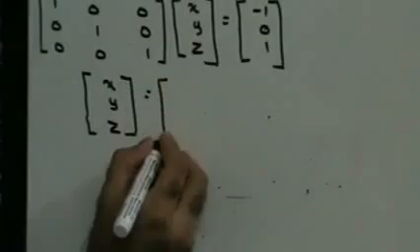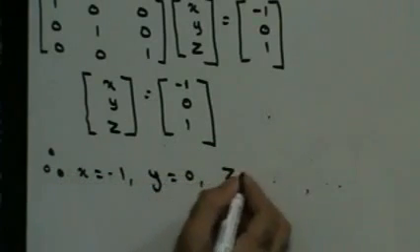That means I can therefore say that X, Y, Z is equal to minus 1, 0, 1. Therefore you could say that X is equal to minus 1, Y is equal to 0, and Z is equal to 1. Fine, do we understand here? So do we understand how do we solve this using matrix method?